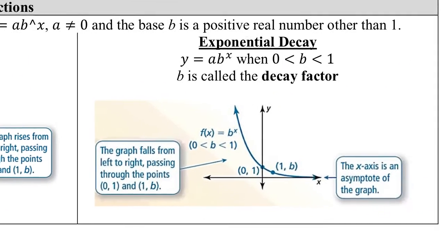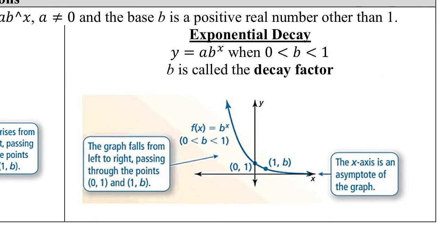Then, exponential decay, y equals ab to the x, is when your b value is between 0 and 1. Basically, it's smaller than 1, but not negative. We call this a decay factor this time because it's an exponential decay. That means from left to right, your graph is decreasing. Your y values are going down when you move left to right on the graph.